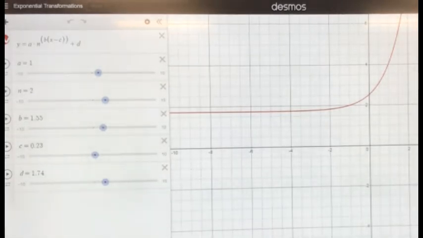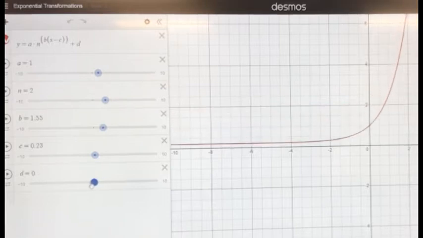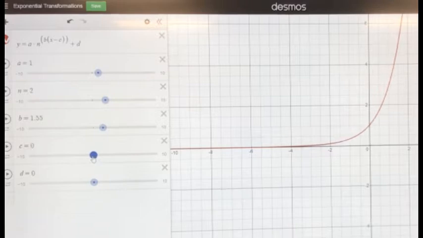Yeah, scratch that, because watch, you'll see. Let me lower this. All right. So here is my basic parent function. I have some number 2 to the x power.